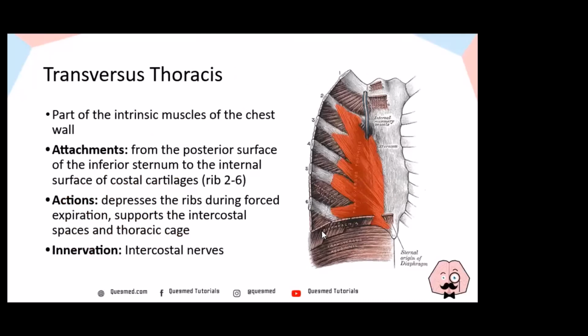So starting with the transversus thoracis, it's part of your intrinsic muscles of your chest wall, and basically they arise from the posterior surfaces of your 2nd to 6th ribs, and then they run inferomedially and attach to the back of your sternum. What it does is it depresses the ribs during forced expiration, so it helps you expire, as well as supporting the intercostal spaces and the thoracic cage. And as with all these muscles, they're innervated by the intercostal nerves.